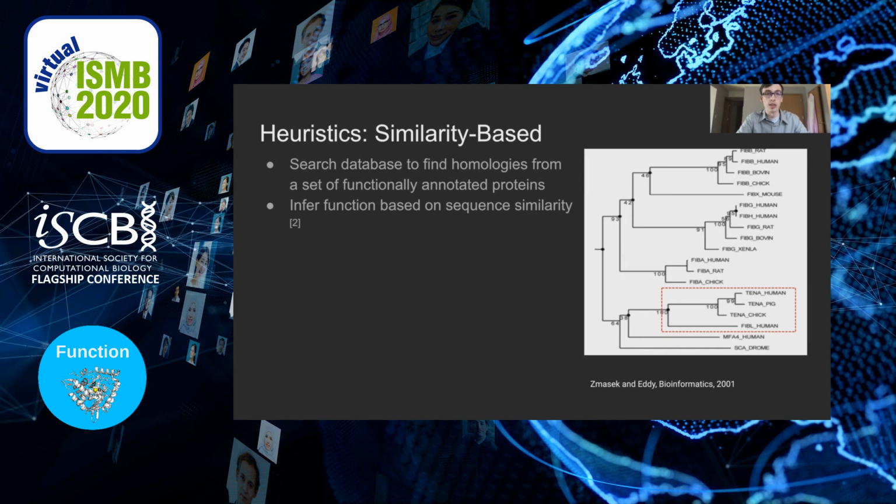Another heuristic is similarity based. So to do this, we search a database to find homologies from a set of functionally annotated proteins. This differs from the BLAST base, as it is typically looking for homologies in other types of areas. So on the example on the right, we have a phylogenetic similarity, which we are searching. And then from these similarities, we can infer the function based off of where it's grouped in this relationship.